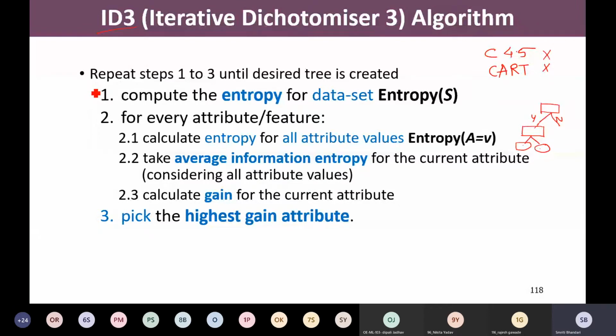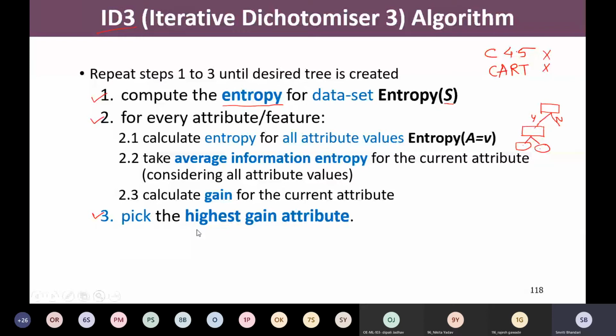So let us go through the algorithm first, and then we'll demonstrate one example of how to build the decision tree. We have three important steps in our decision tree algorithm. What are those three steps? In the first step, we are going to compute the entropy for the training data set that we have. Let us assume that the training data set is denoted as S.